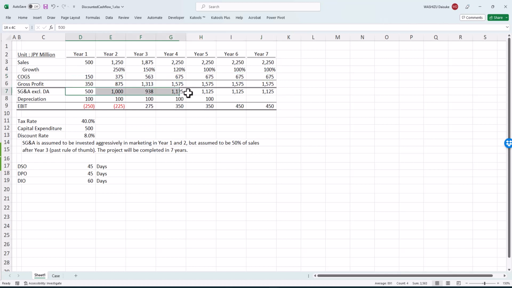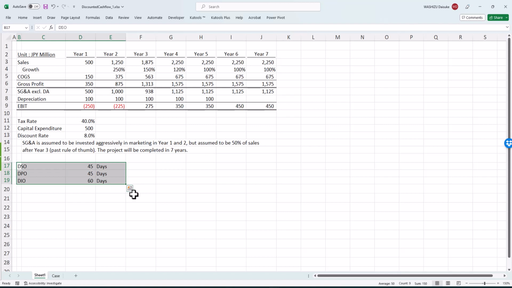And SG&A assumptions here, also depreciation assumption here. So the depreciation amount should be linked with the capital expenditure. We now have an assumption that 500 million is required for the initial investment. Also, we have a tax rate assumption here, discount rate assumption here, and also we have assumptions for the working capital.